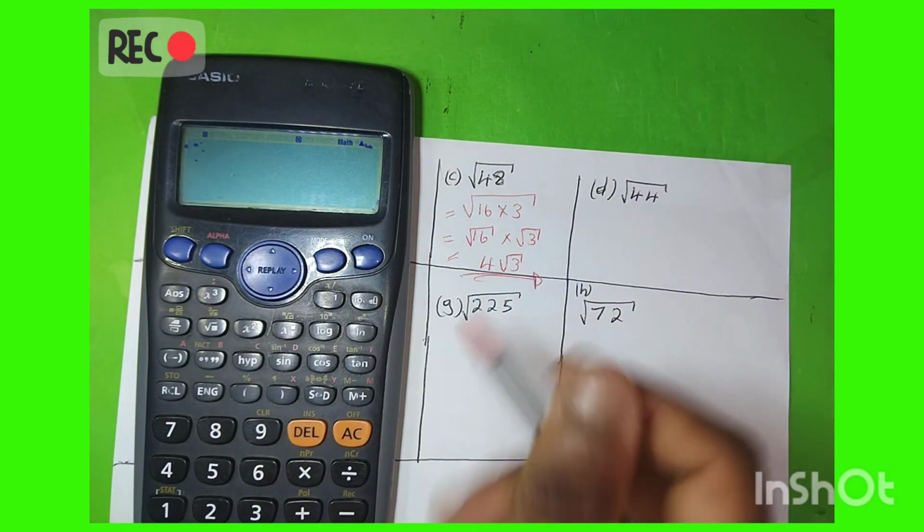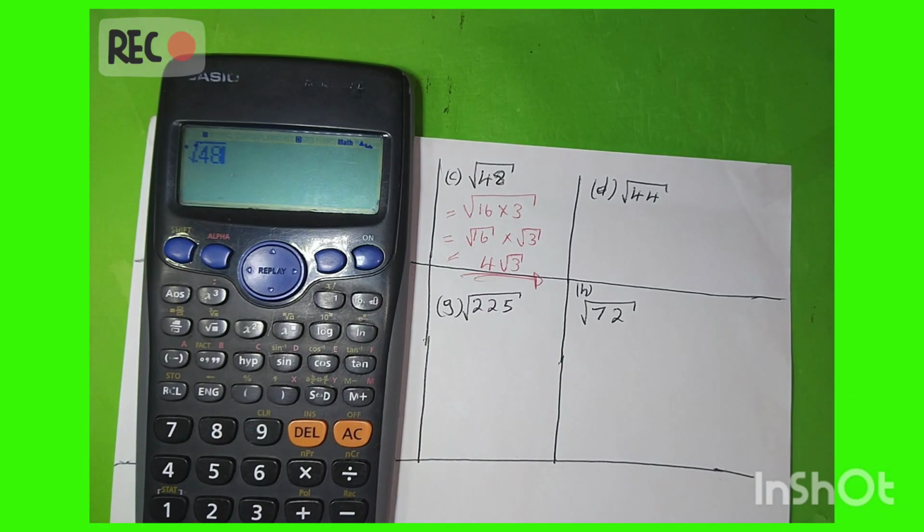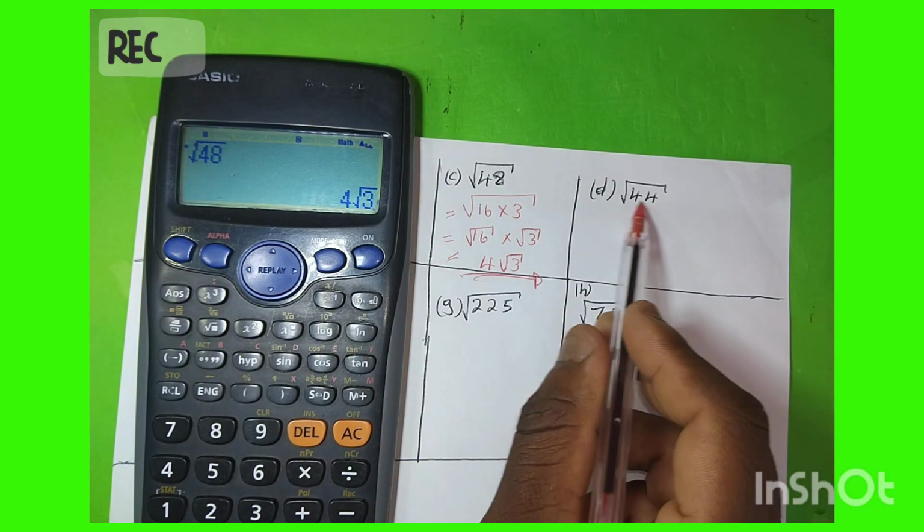To check if my answer is correct, I can just use my cheating method using my calculator, meaning that is the answer that I got. Do you see? Then what about this one?